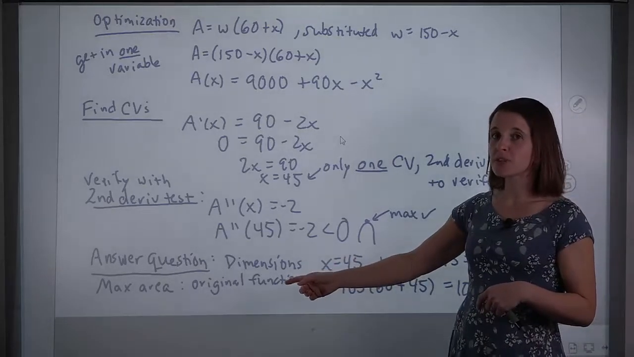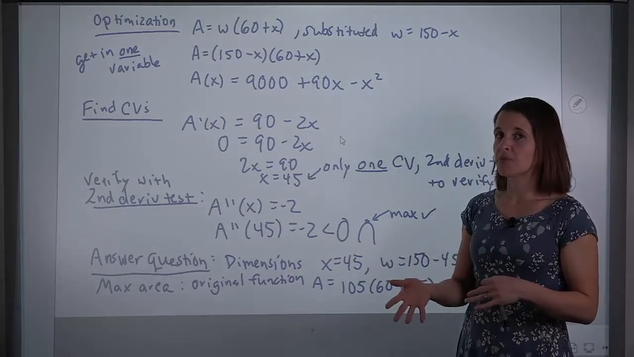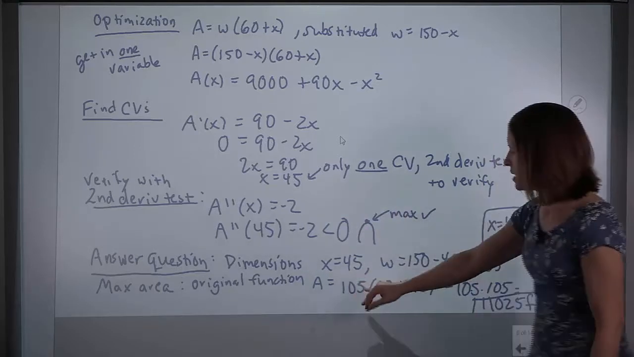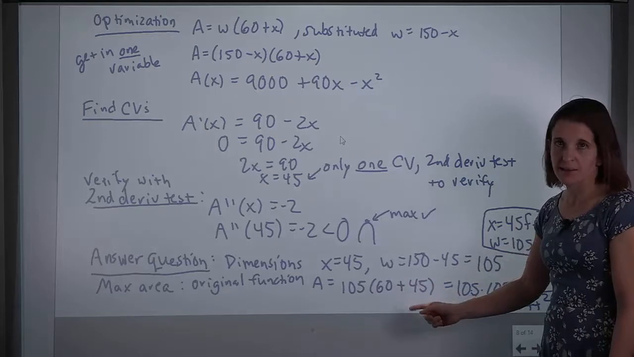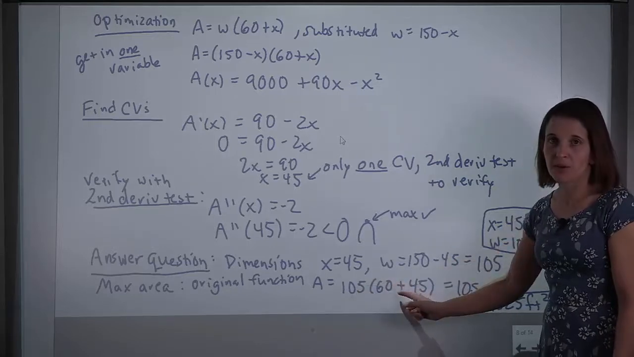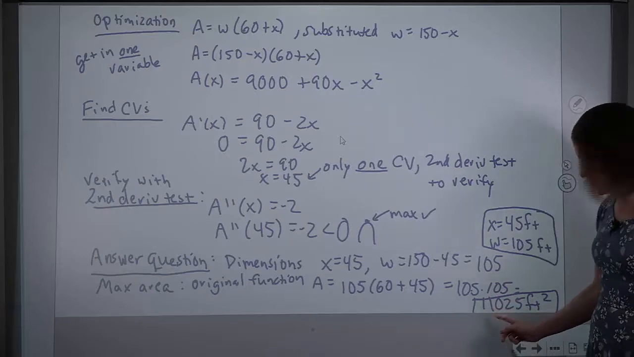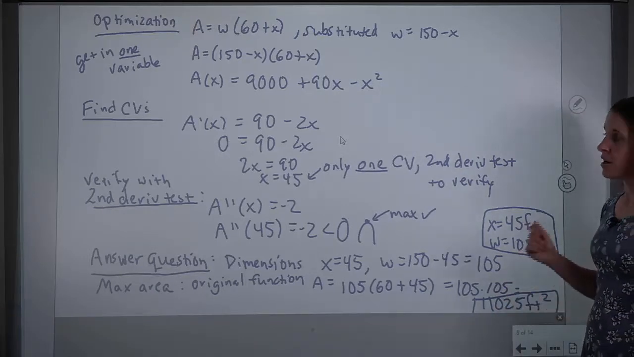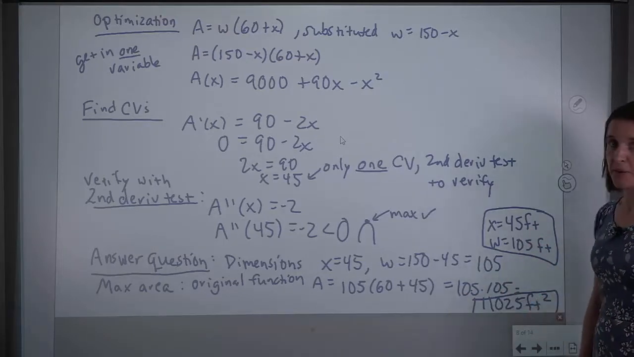Remember to go back to the original equation. Whether you do the 2-variable version or the 1-variable version doesn't matter, but you do need to go back to not a derivative, an original function. One version of that was W times 60 plus X. And now we know W and we know X. So we can multiply and end up getting 11,025. And it is area, so it is square feet. So the units are going to count as a point as well. Now that we're in some real world problems, do think about the units as well.